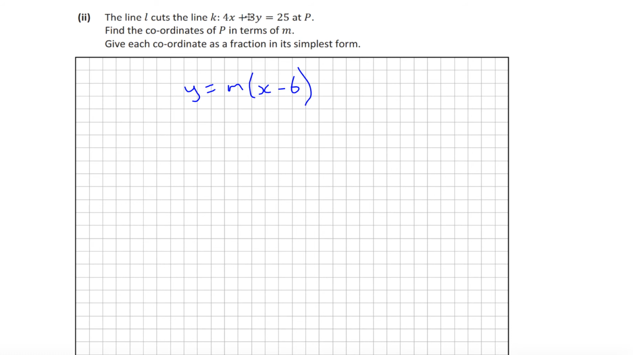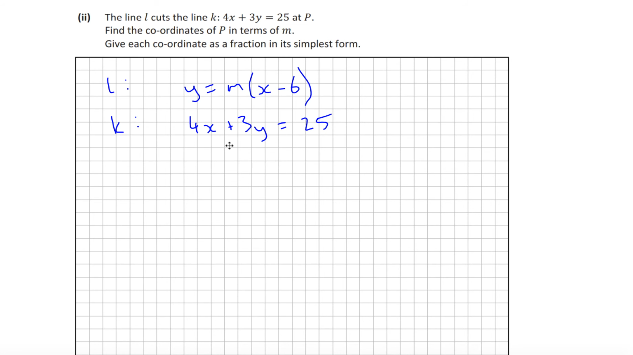And then in here, that's the line L. The line K is 4x plus 3y is equal to 25. Okay, so we're trying to find where these two lines intersect. So we're going to have to solve them simultaneously.